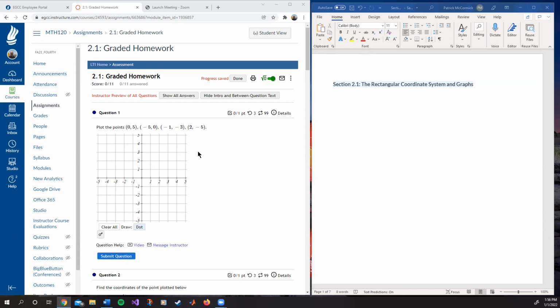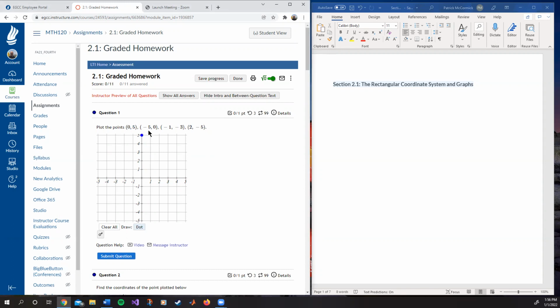All right, so question one says plot the points. Remember, when you're plotting points, we use the XY coordinate axis. The X-axis is horizontal, the Y-axis is vertical. So this first point, 0, 5: X is equal to 0, Y is equal to 5. That puts the point right there.